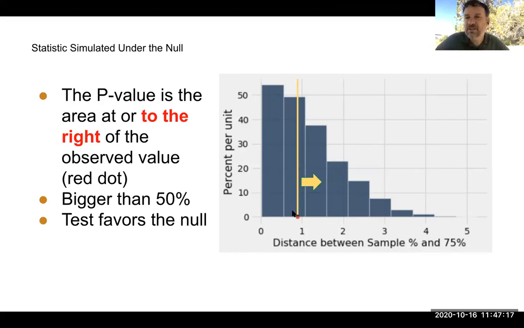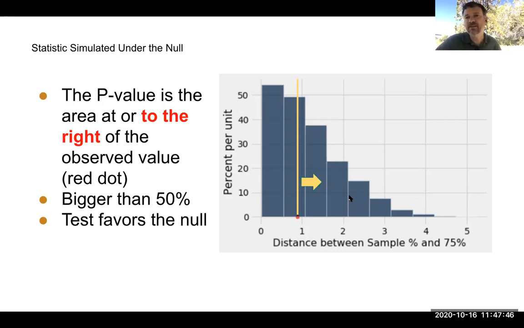And you can see from this histogram that the area of the tail is fairly large. We look at the right tail because larger values of the test statistic favor the alternative. So that right tail is all the blue bars to the right of the yellow line, and the area of that is a pretty large area. When you sum up all those bins, it's around 50% or bigger. So the p-value now would be like 0.5 or bigger.